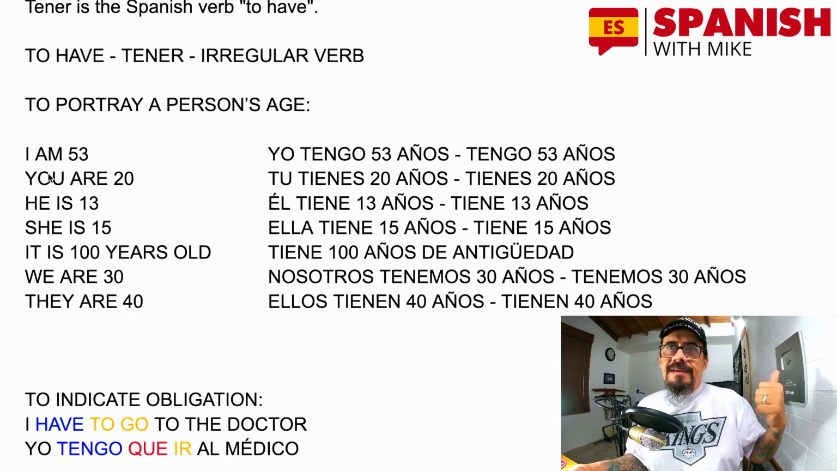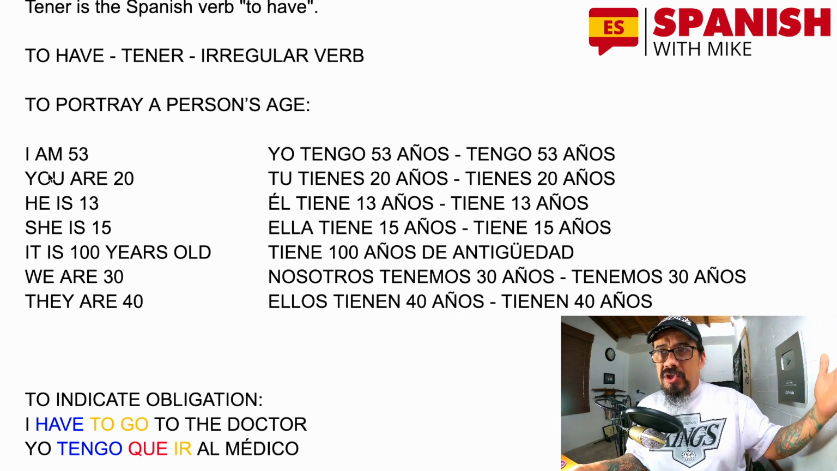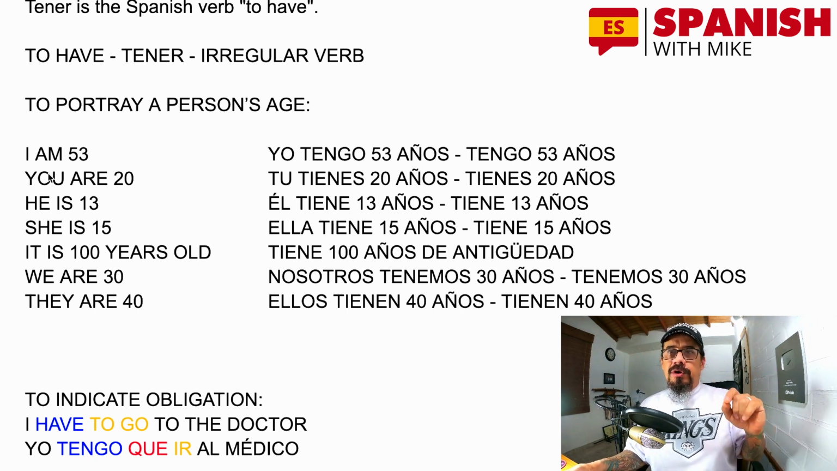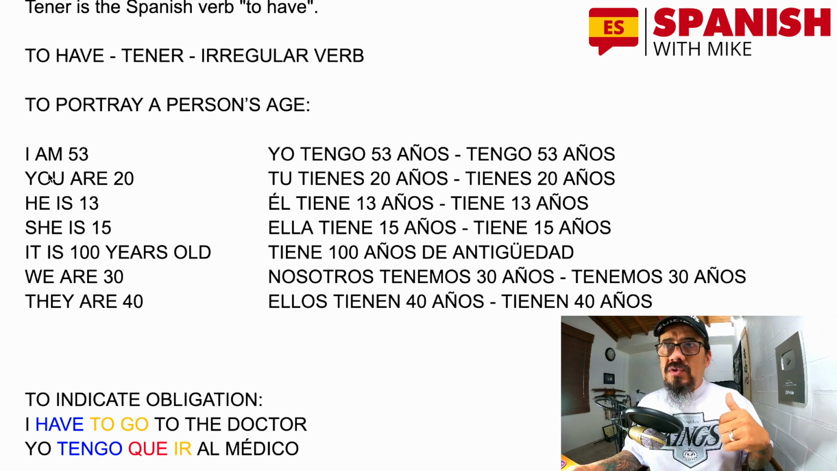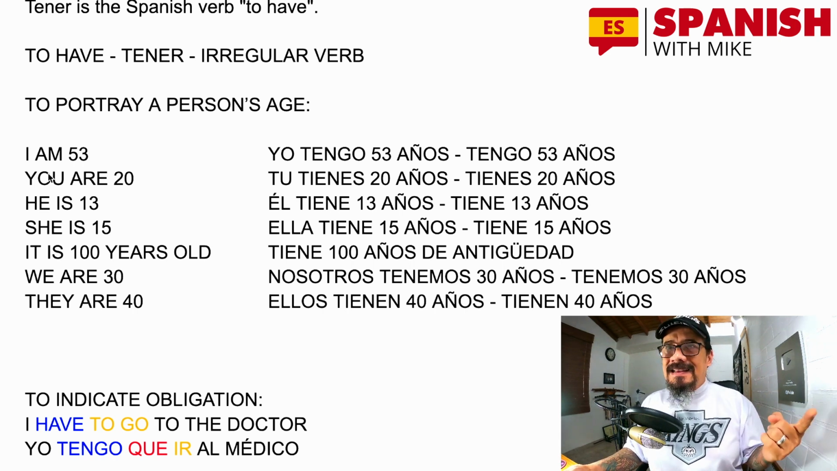I am 53, I will be 53, I was 53. In Spanish, we use tengo in its different conjugations, which we are going to study shortly. Yo tengo 53 años, I'm 53. Tú tienes 20 años, you are 20.